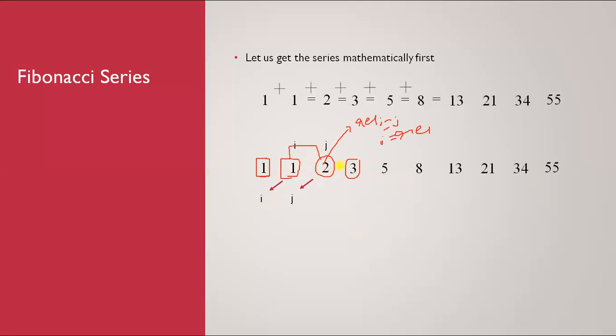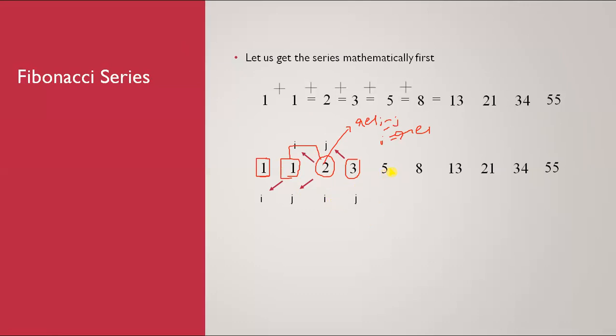So the summation of I and J is equal to 3, which leads to the next series number, that is 3. And after this, we swap: 3 would be given to J, and then 2 would be given to I. If you could see, we are removing the previous number. We are not going to use the I value which was present earlier. We are bothered about the next two numbers only, right? So now the I value and J value are 2 and 3.